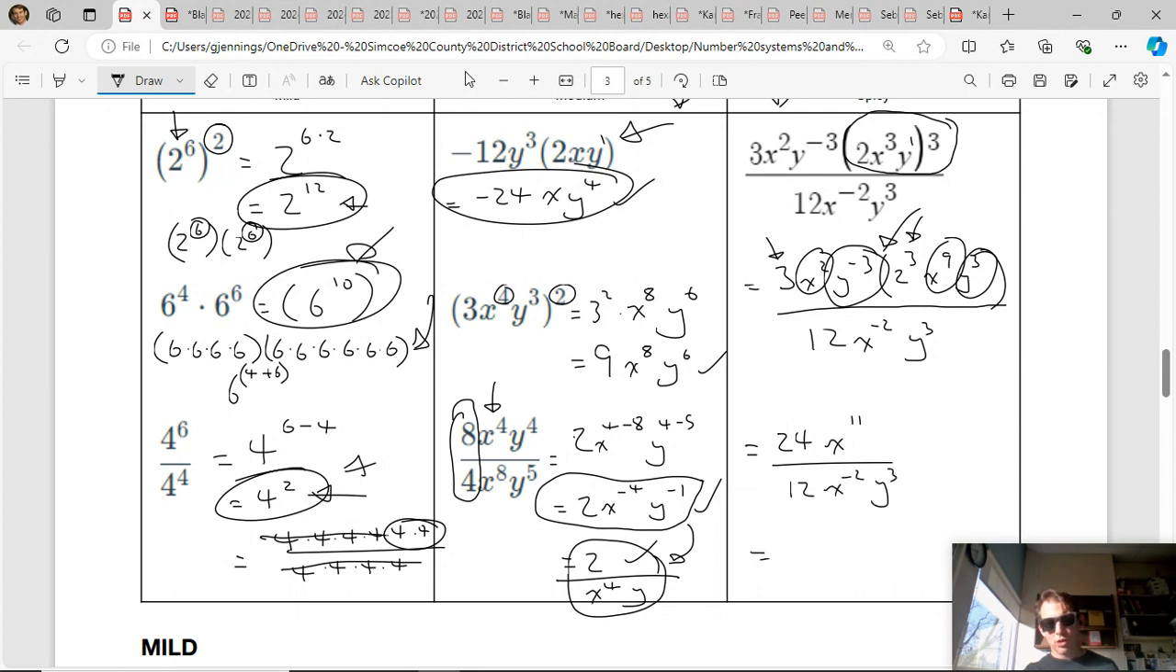Okay, let's keep that. 24 divided by 12 is 2. X to the 13, because I subtract negative 2, and that's adding 2. Y to the 3 can stay downstairs. It's fine. Simplified. Correct. Final answer.